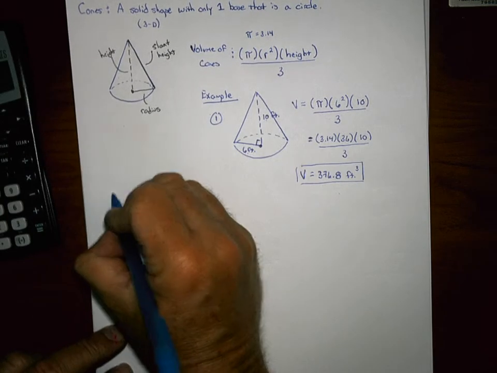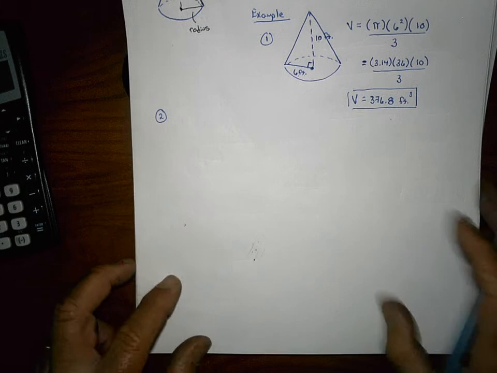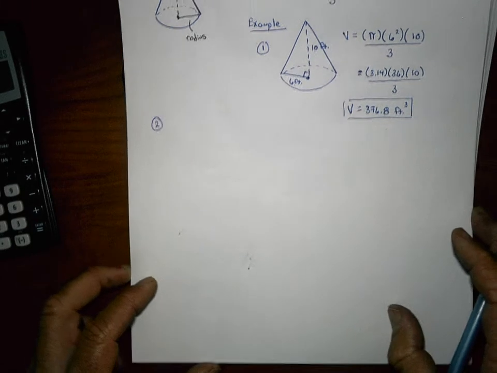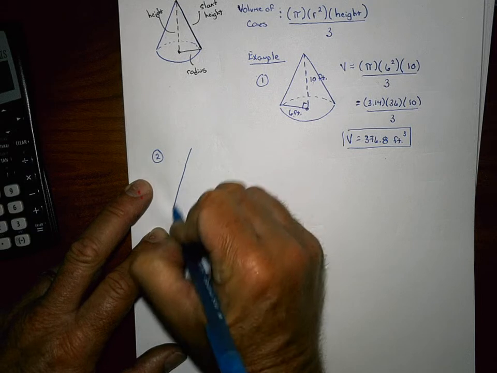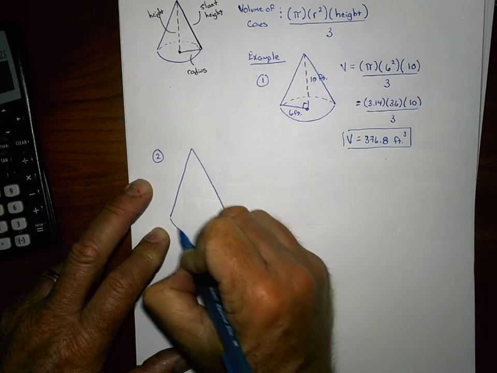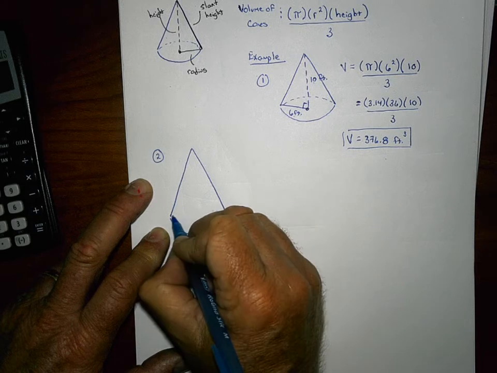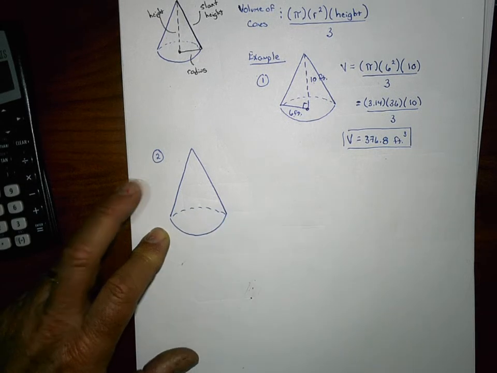Let's go ahead and do example number 2 right here. Once again, stay with me. You should be writing this down. If you're not writing this down, you're doing yourself a disservice on being able to solve these problems. So in this second example right here, we're going to have a cone, and I'm going to give you not the height, I'm going to give you the slant height of the cone.